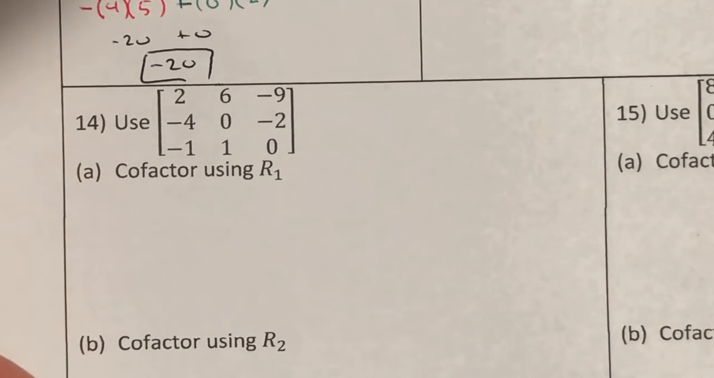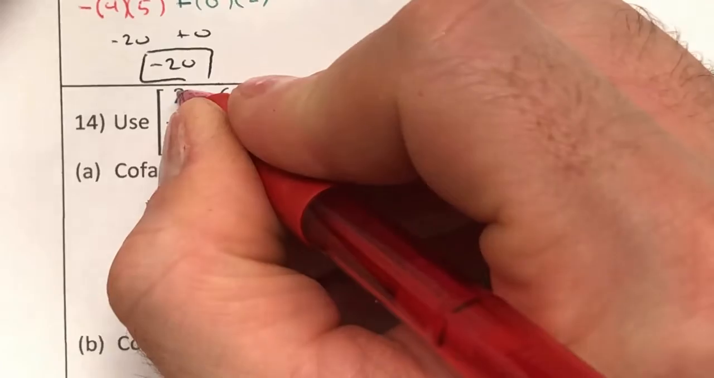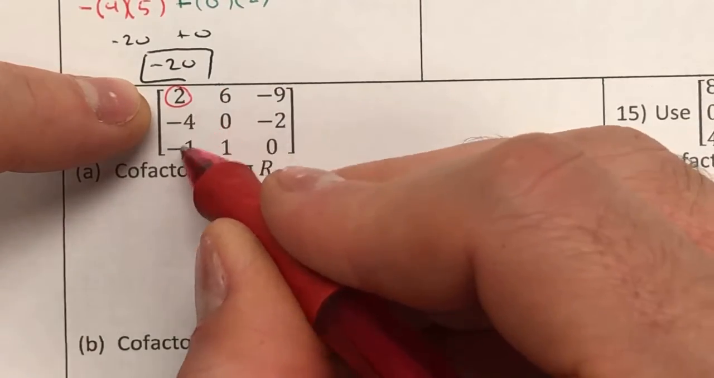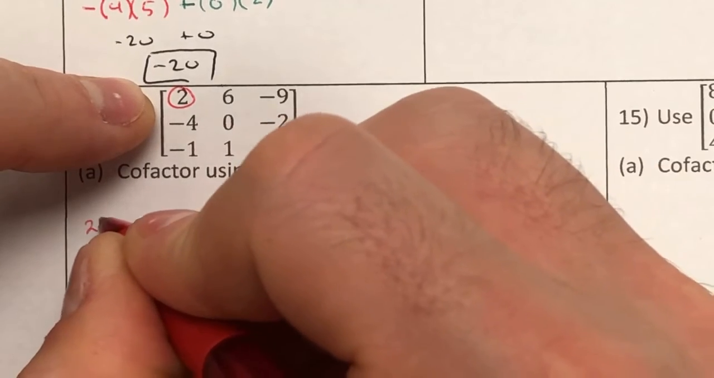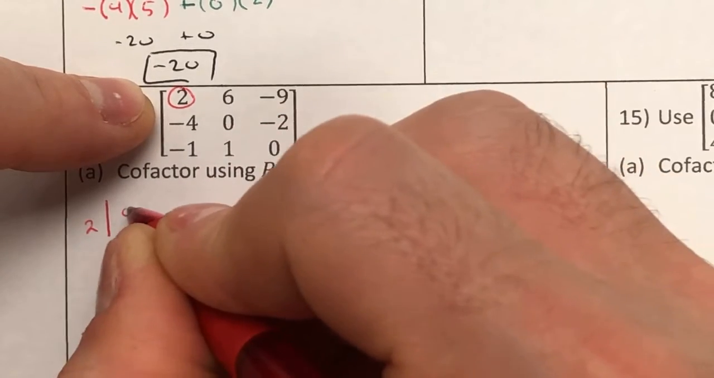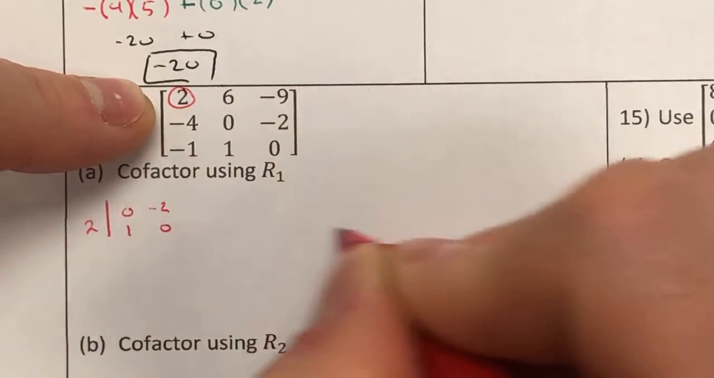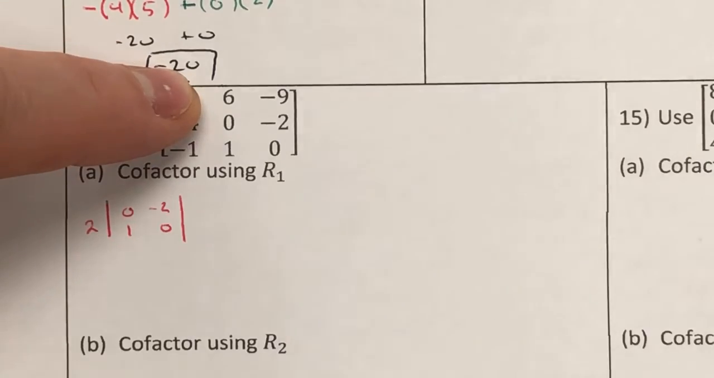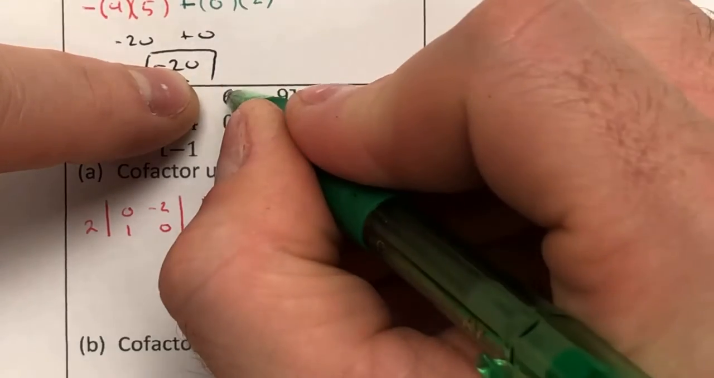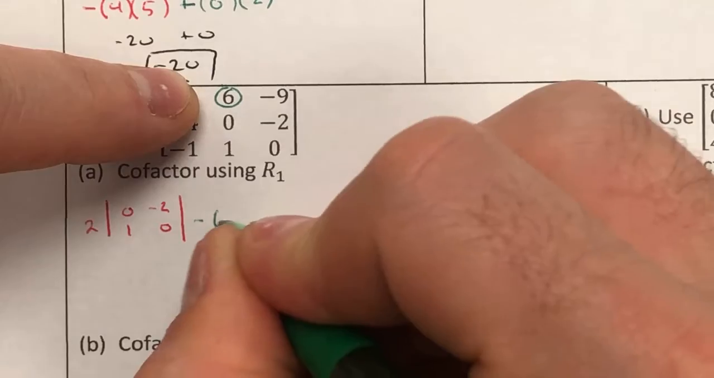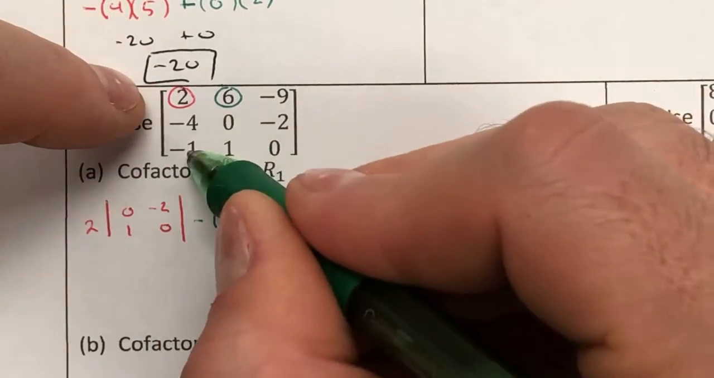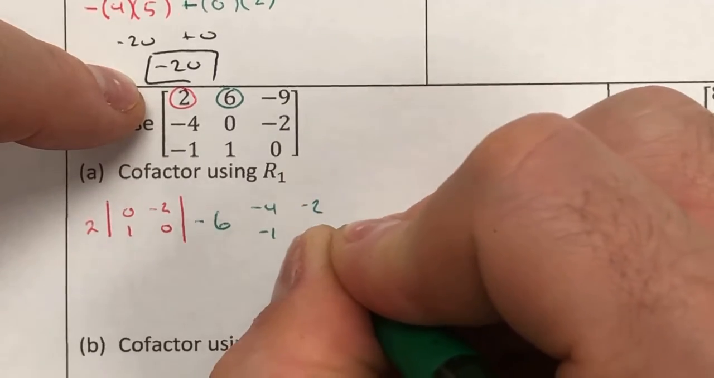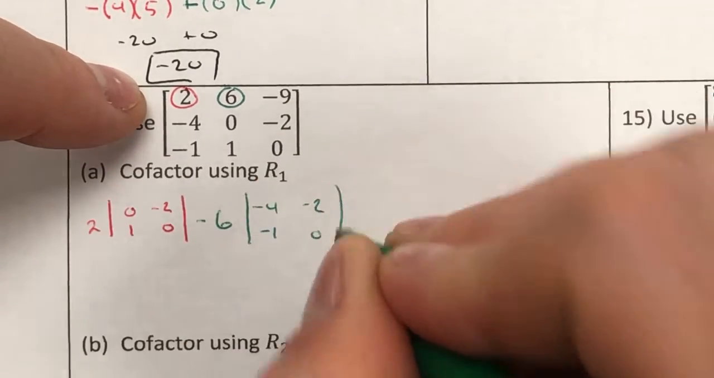So if I'm cofactoring using the first row, let me circle my 2. So with my 2, it's going to be 2 times the minor of 0, negative 2, 1, 0. Next, I'm going to subtract the 6 times the minor it creates of negative 4, negative 2, negative 1, and 0.